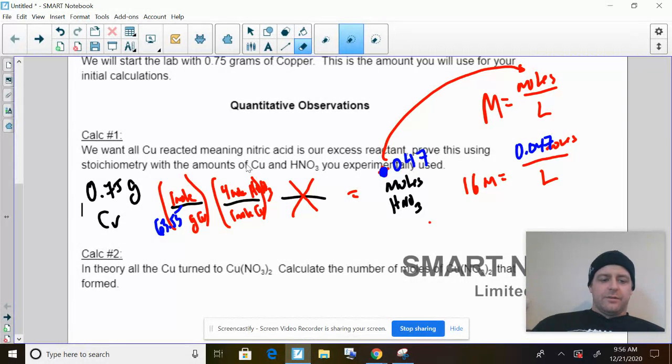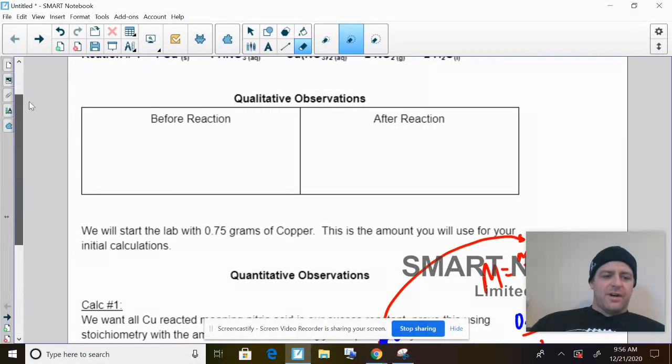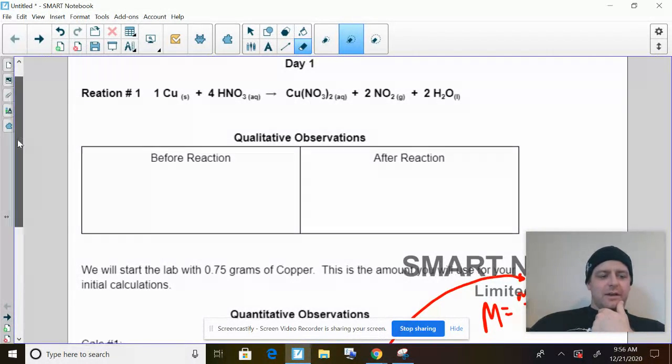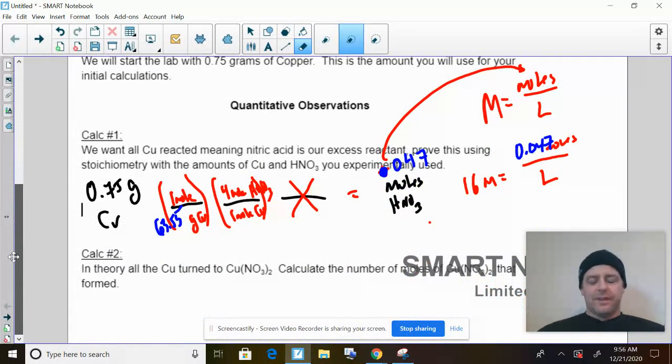So we're going to prove this, showing that we want all of our 0.75 grams of copper to react with the 5 mL of this that we said we're going to use in the procedure. We want to prove that that's the excess amount. Limiting means copper is going to run out, and nitric acid is going to be your excess. So here's what you do. You set it up like this. I'm going to do a couple of the harder ones that we might not know, and I'll walk you through these.